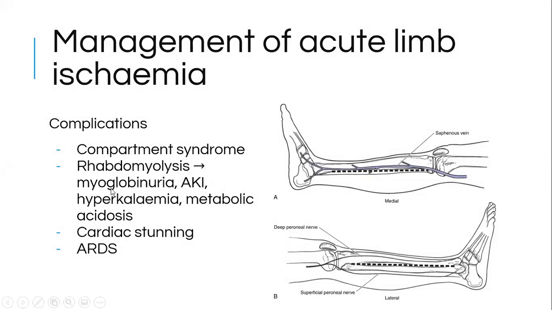This causes myoglobinuria, so little bits that used to be in the muscle cell end up in the urine, which causes massive damage to the kidneys, acute kidney injury. It can also increase your potassium levels, hyperkalemia, and cause a metabolic acidosis. Pretty much the toxins go mental and your body gets very upset by it.